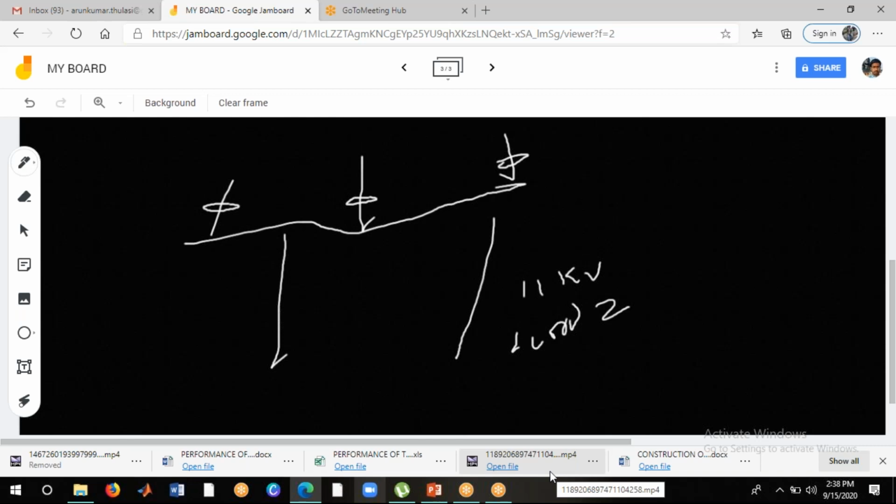So it means that if it is a short transmission line, it carries only 11 kV. So 11 kV is used only for short line distance, and for a short line distance the mechanical strength required is less.